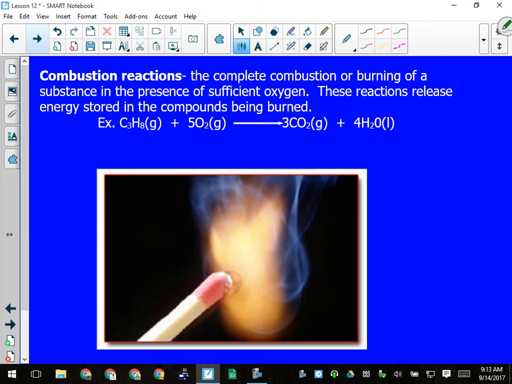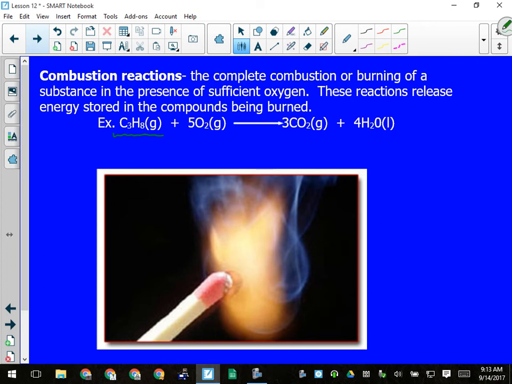Combustion reactions are different from every other type. They involve a reaction always with oxygen. You can't have a fire without oxygen. So they always involve oxygen, and they always involve what we call a hydrocarbon. A hydrocarbon is a molecular compound that contains carbon and hydrogen. These are essentially our fuels.